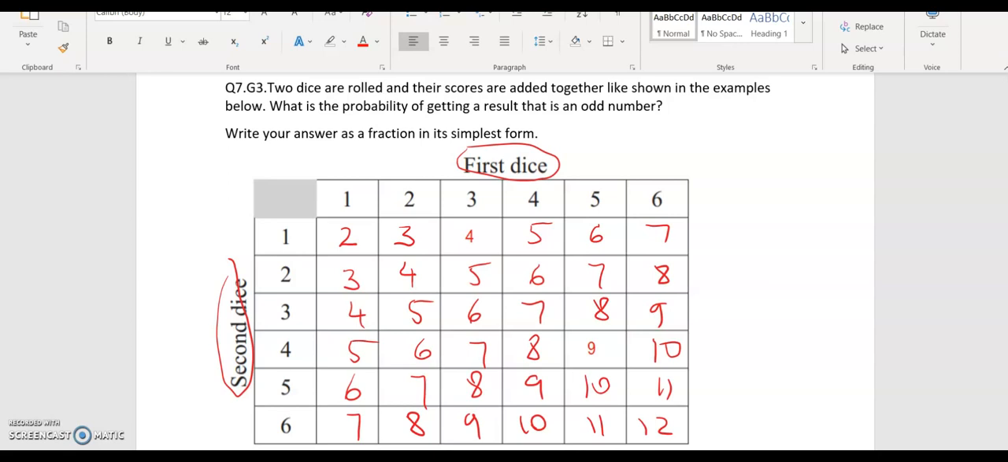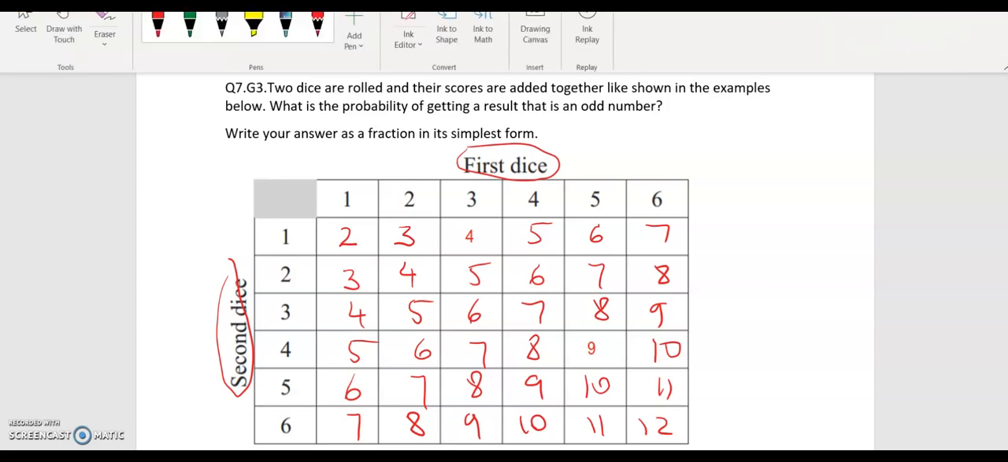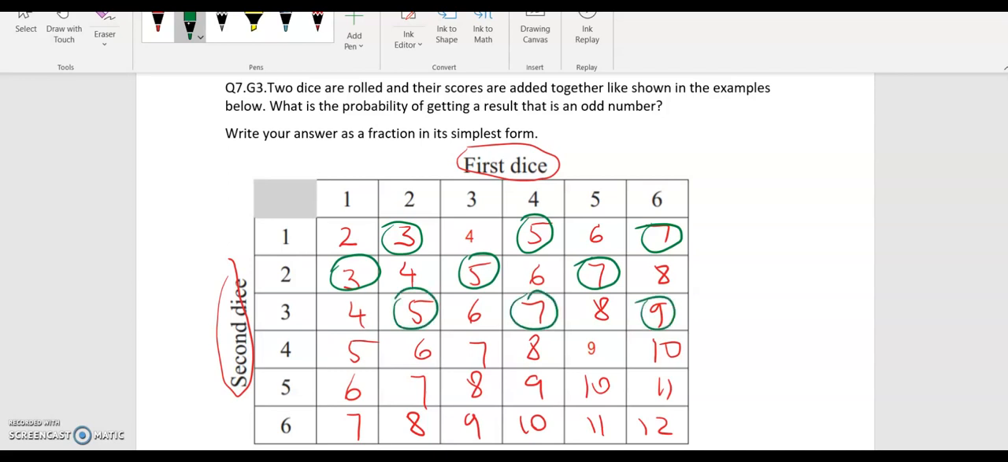So the question is, what's the probability of getting a result that is an odd number? So we're looking at the odd numbers in here. Change the color. So what do we have as odd? 3, 5, 7, 3, 5, 7, 5, 7, 9. You can see the pattern in here, so it's basically half of them. But we'll continue with this.